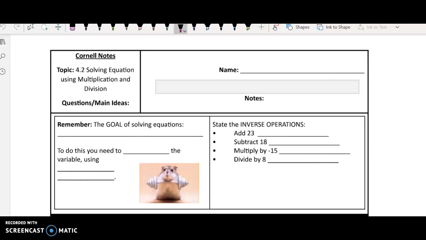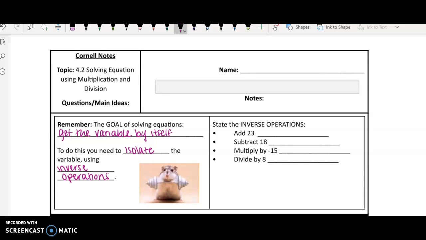Okay, so now 4.2, solving equations using multiplication and division. So remember that the goal of solving equations is to get the variable by itself. So to do this, you need to isolate the variable using inverse operations.